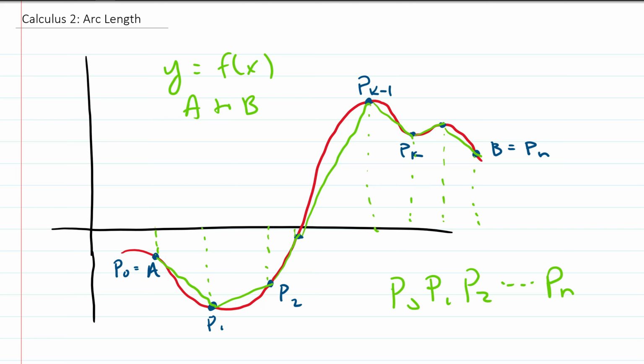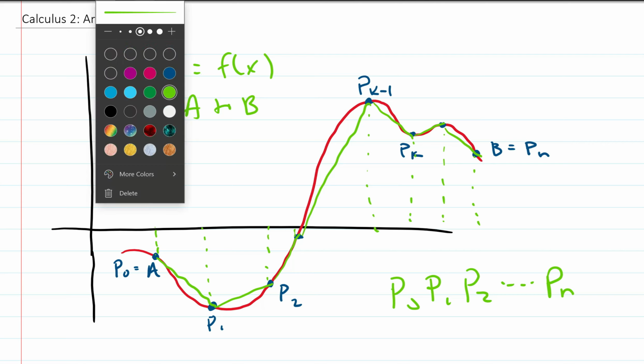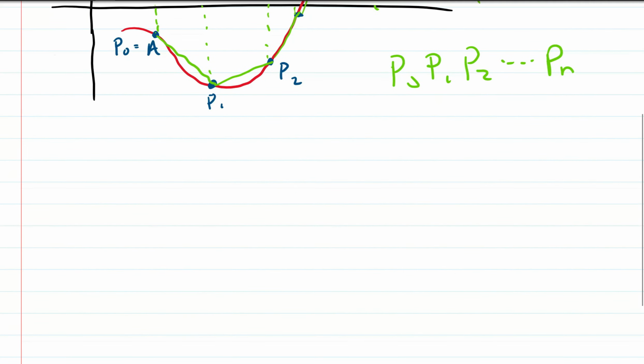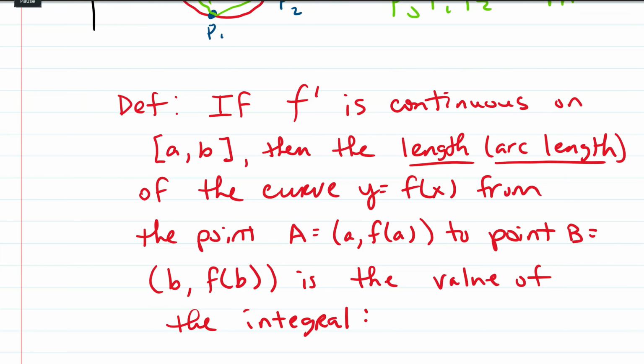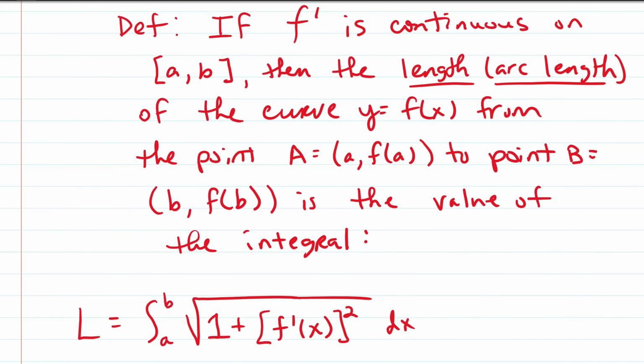All right, so now to perform the calculation for the length of the curve y equals f of x, let's take a look at the definition that we need. The definition tells us if f prime is continuous on the interval a to b, then the arc length of the curve y equals f of x from the point A to point B is the value of the integral, and we'll say L. Most textbooks use L for the arc length. So L is equal to the integral from A to B of the square root of 1 plus f prime of x squared with respect to x.